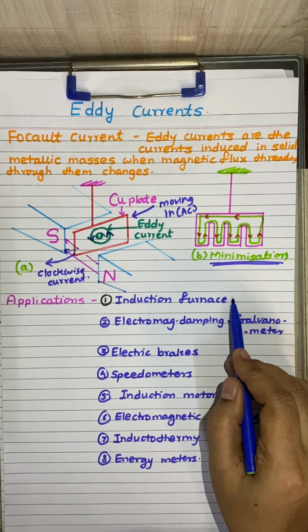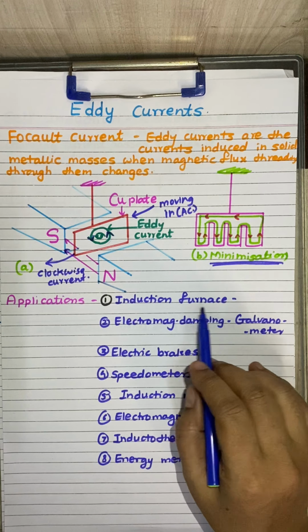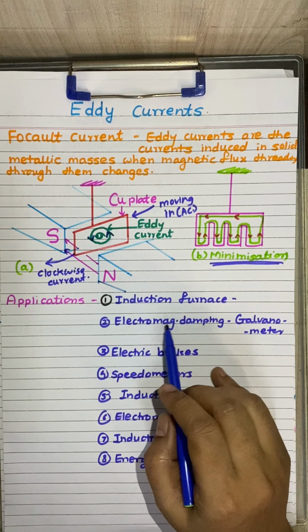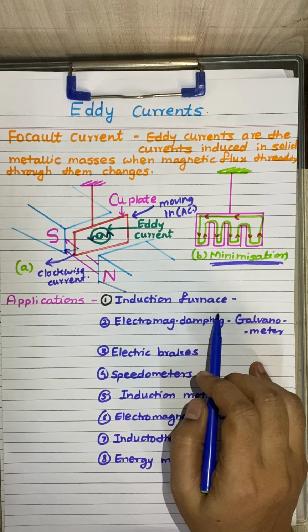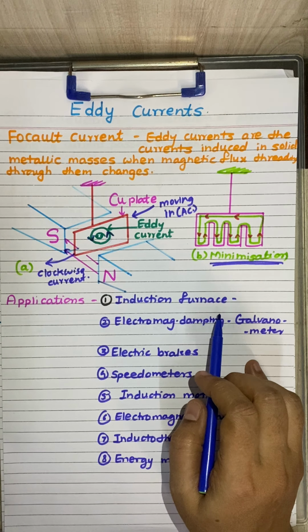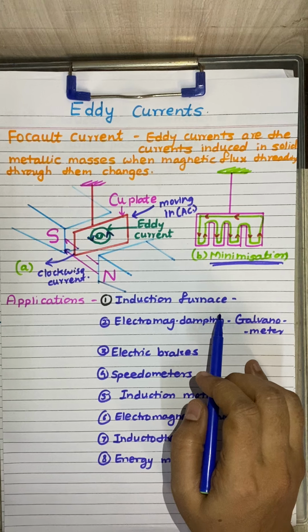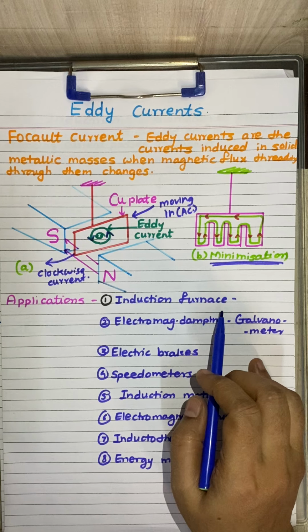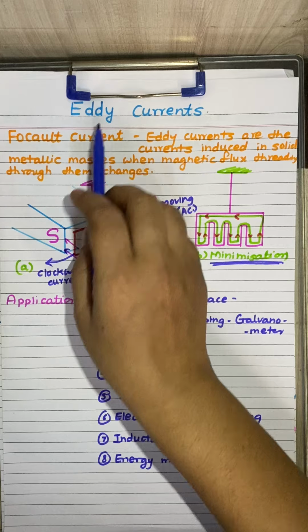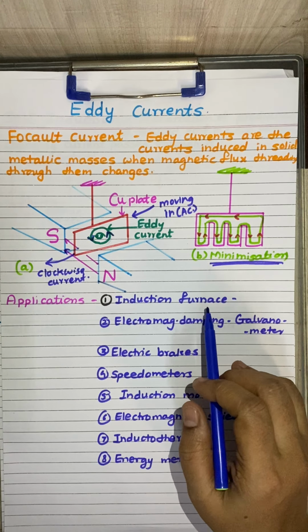Now induction furnace, in this particular case, if the metal specimen is placed in the rapidly changing magnetic field produced by the high frequency alternating current, a very large amount of eddy currents are set up, and heat produced is sufficient to even melt the metals. This process is used in the extraction of the metals from their ores. So induction furnace is using the method of application or generation of the eddy currents in that particular specimen.